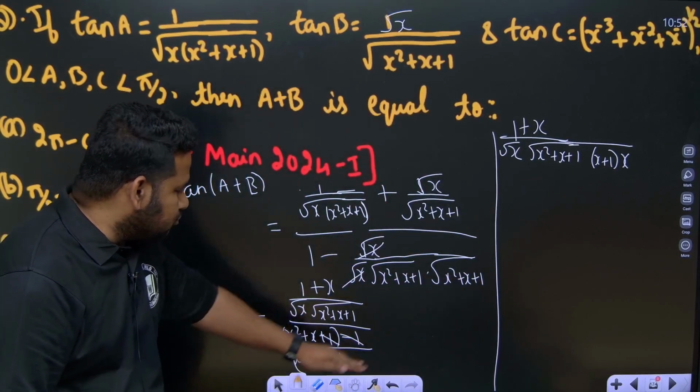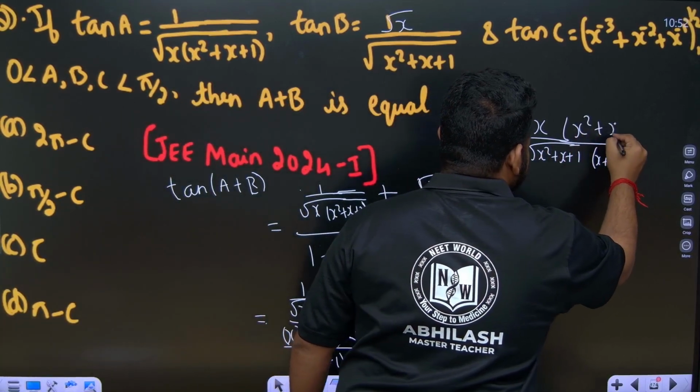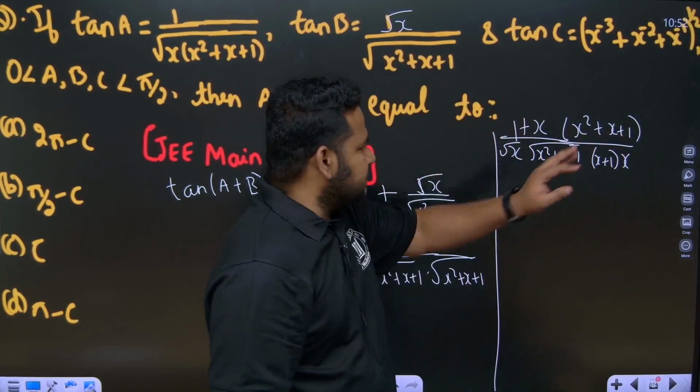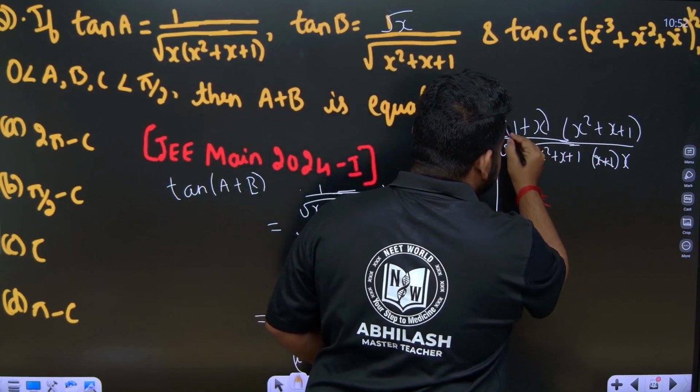Okay, this will go to the numerator. This will become x square plus x plus 1. Okay, is it clear? X square plus x plus 1. Now here I am having 1 plus x. Here also I am having 1 plus x. This and this I can cancel.